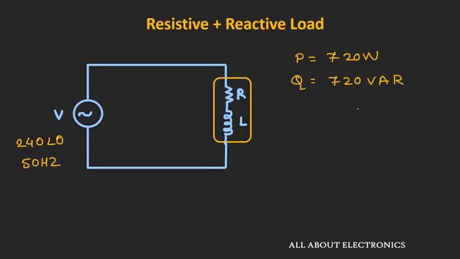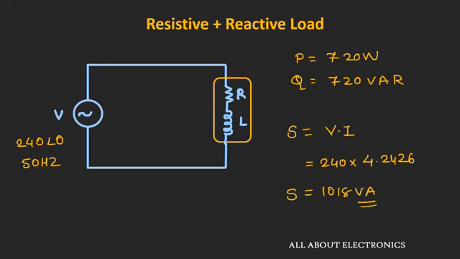Now let us find the value of the total power or the apparent power. So this apparent power S is nothing but the product of voltage into current, that is 240 volt with current of 4.2426 ampere, and that will come out as 1018 volt ampere. So this apparent power or the total power has a unit of volt ampere.